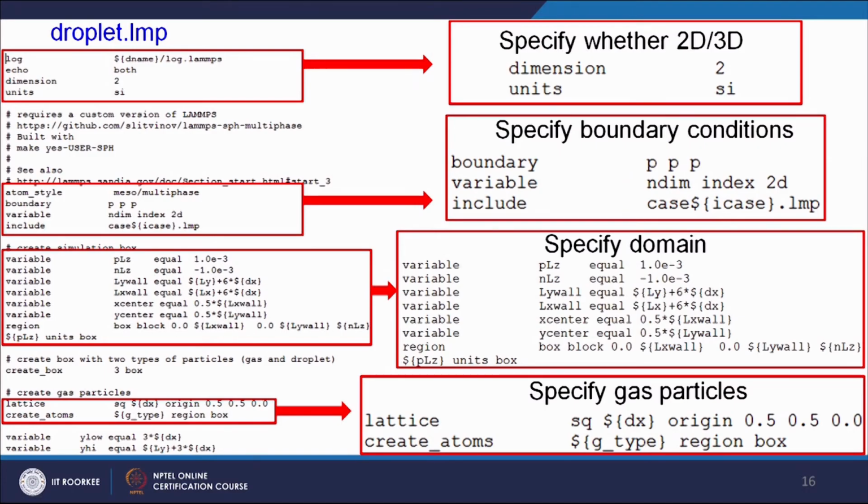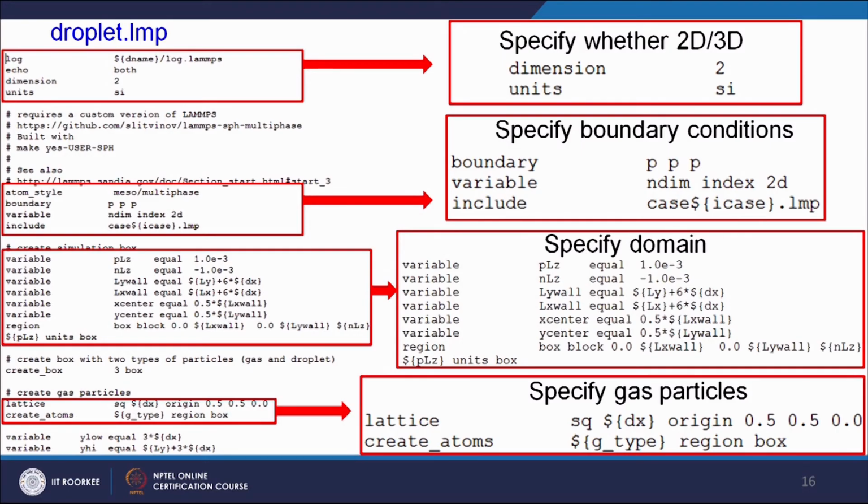The variables we have defined over here, ndim, index and 2D, decide that we are having a 2-dimensional domain. And here you see we are including which case. Earlier I showed you case 1 and case 2.lmp, for obtuse and acute angle. So here I can select, by giving the proper value of icase, which one we will be taking, either obtuse or acute.